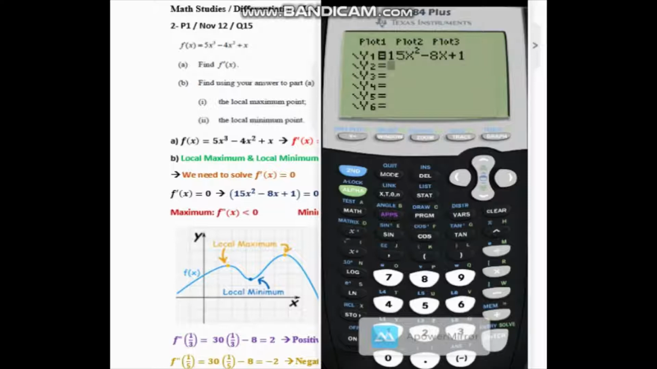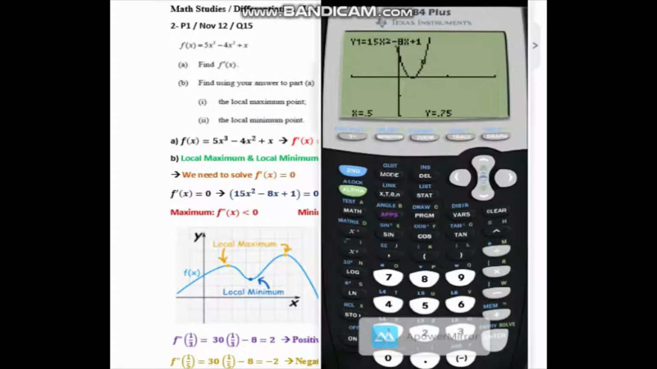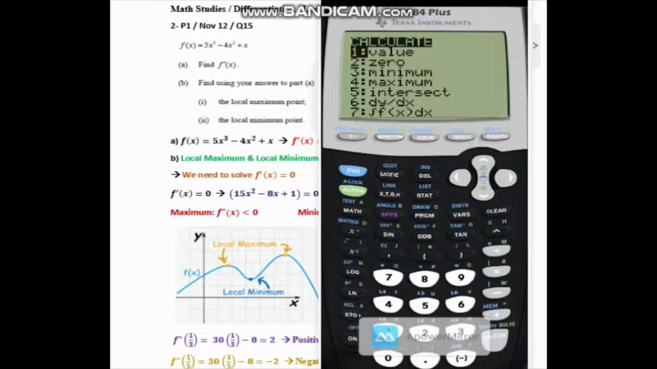So I've written down the dark blue equation, 15x squared minus 8x plus 1. And I need to find the zeros of this equation. So I shall click on trace, getting this curve. I'm going to click on second, calc, 0.